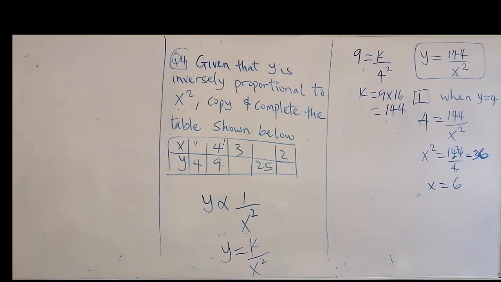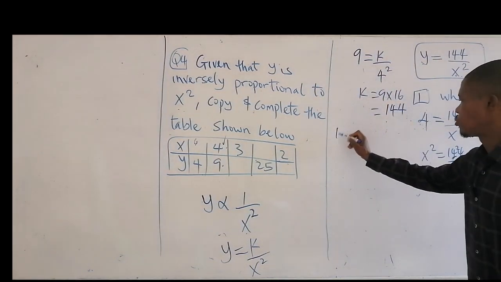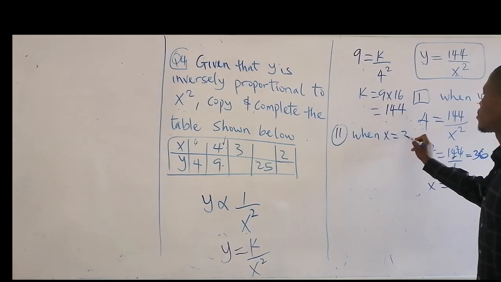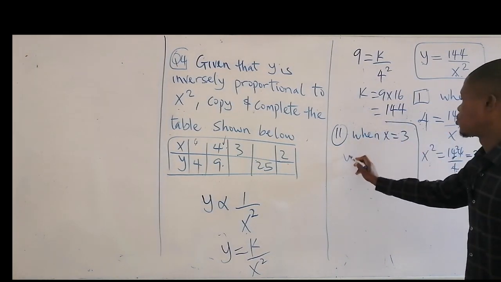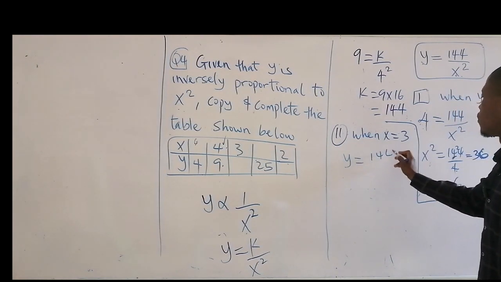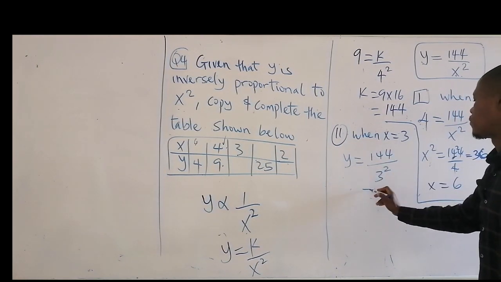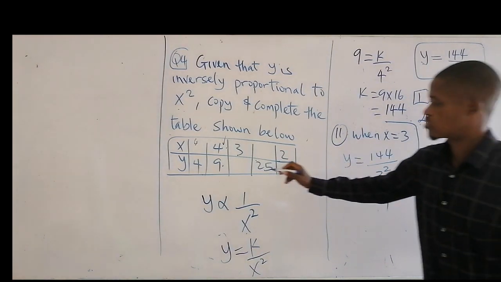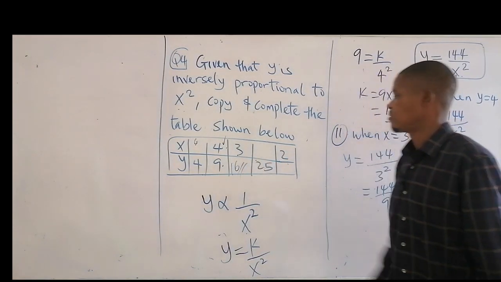Then the next one is when we have x as 3. So y will be equal to 144 over 3 squared. That's 144 over 9, so that will be equal to 16. So you can put that one there also. You've gotten this place, that's 16.